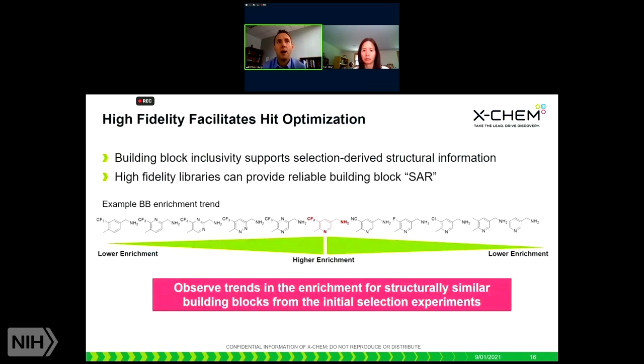Another thing that high fidelity DEL can allow you to do is derive information from the selection to help with hit optimization. So if you include as many building blocks as you can in your library, and you build a high fidelity DEL, you can get some SAR, if you will, out of the library. What that means is, you'll be able to observe trends in the enrichment data for structurally similar building blocks from the initial selection experiments. What I've shown in this slide here is just a handful of building blocks you can incorporate into your library, and you'll see the trends in enrichment to give you a sense of what the SAR might be demonstrating for binding for this particular enriched instance.